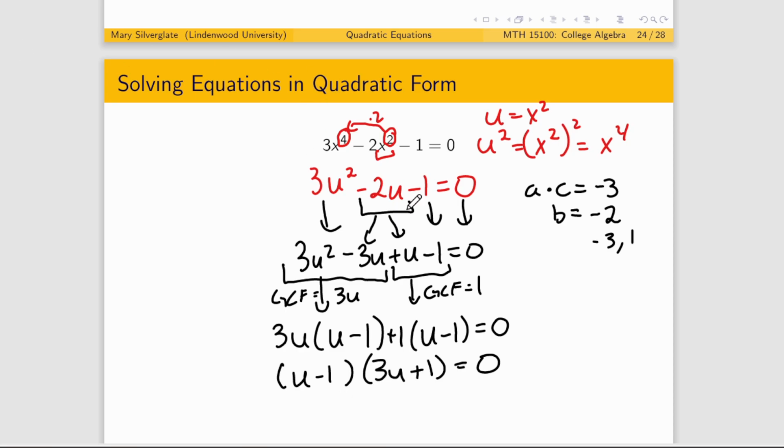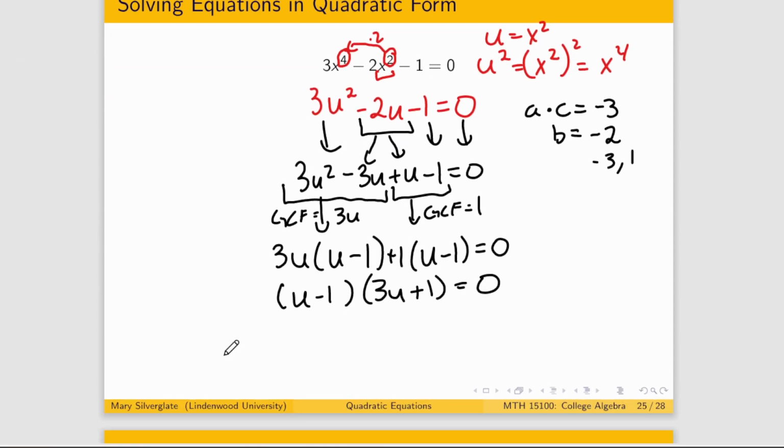Now I am ready to go ahead and set up my two mini equations. So one of them is u minus 1 is equal to 0. Another one is 3u plus 1 is equal to 0. I want to get u by itself and then substitute in what u is. So I add 1 to both sides. I get u is equal to 1 for the first one.